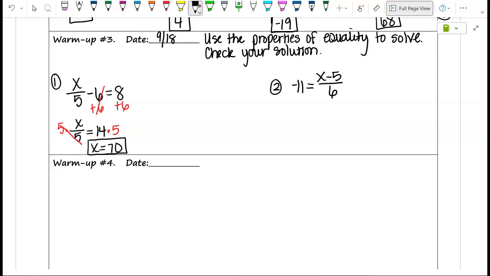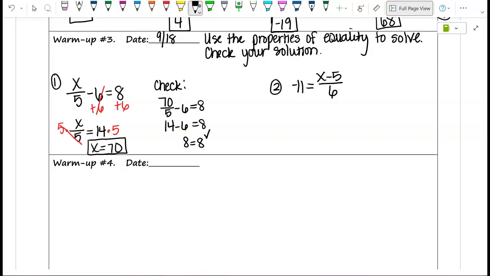For those of you that got x equals 46, had you done your check, it would have told you it was wrong. It would not check. Here, when I do my check, 70 divided by 5 minus 6 equals 8. 14 minus 6 equals 8. 8 equals 8. It checked.